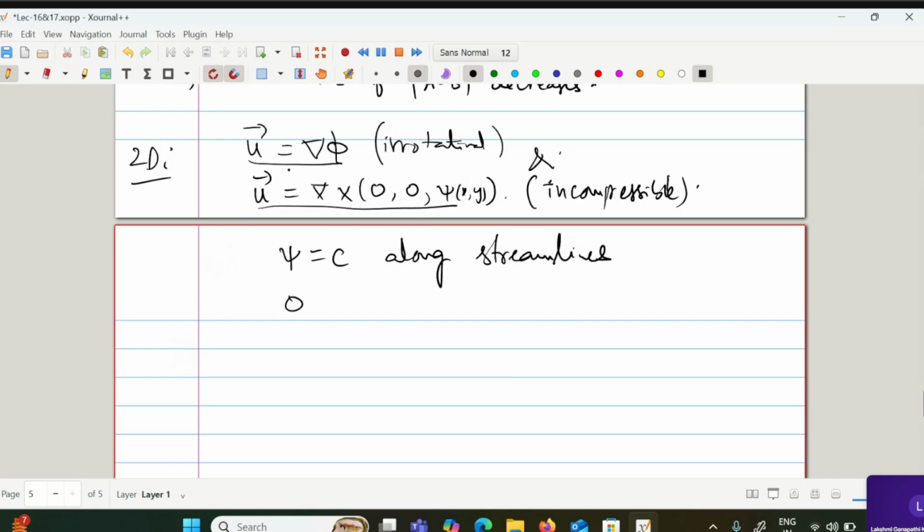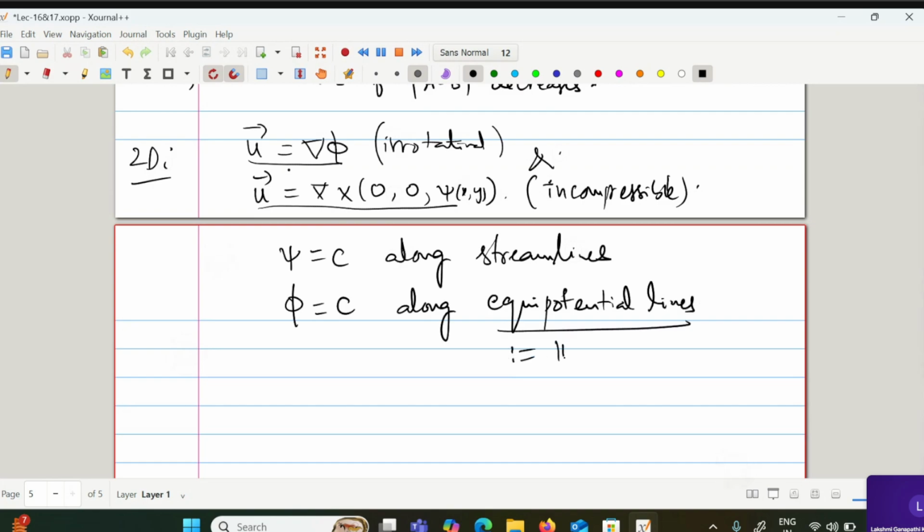So what happens if phi is constant along, what do you call them? We call them equipotential lines. Potential is the same along that curve. Those curves are equipotential lines. So this definition is the lines along which phi is constant, isn't it? So you have grad phi. Phi is anyway a scalar function.